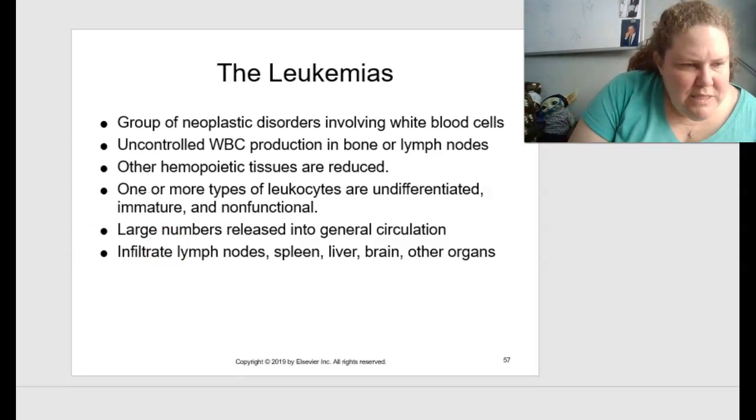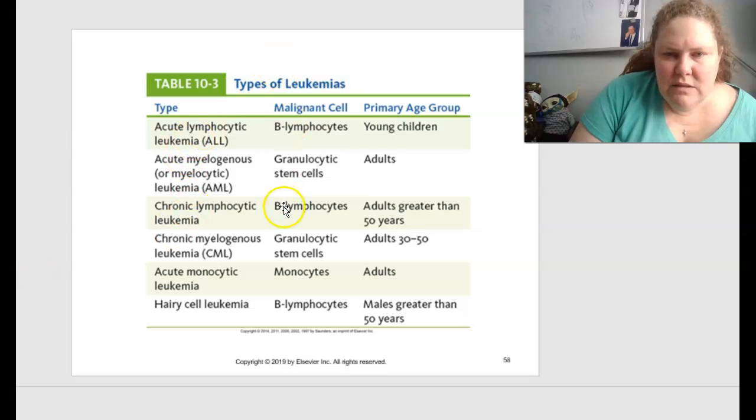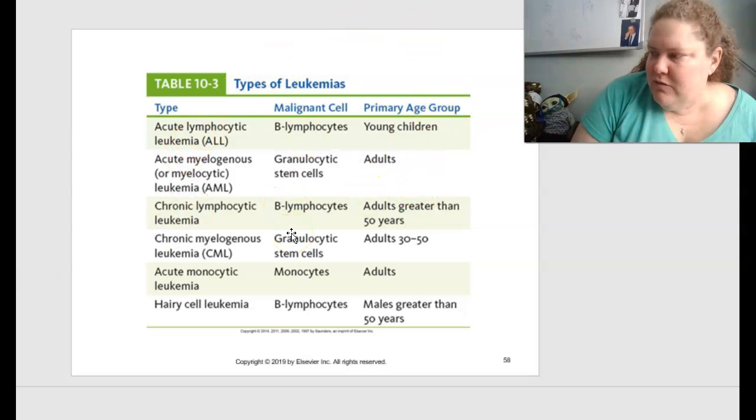This is a summary table of the leukemias, and this is on page 209, table 10.3. And so this is the type, the cell that's affected, and the age group that it affects.